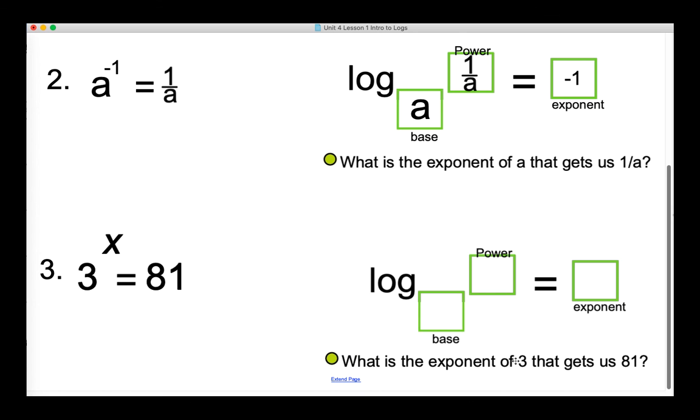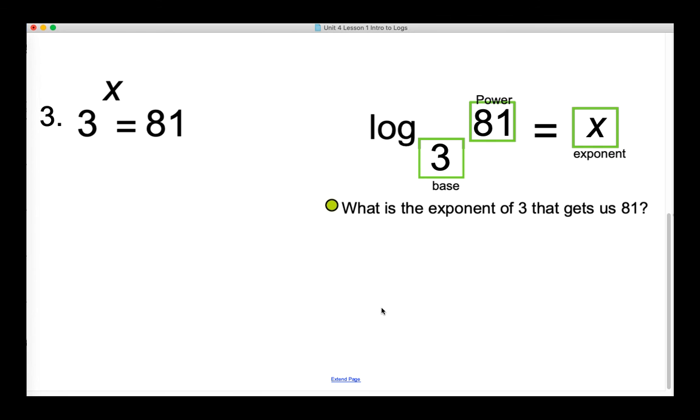What is the exponent of 3 that gets us 81? Well, here the answer is x, but you could see now that you could figure this out. This is a pretty easy one. What is the exponent of 3 that gets us 81? X is 4.